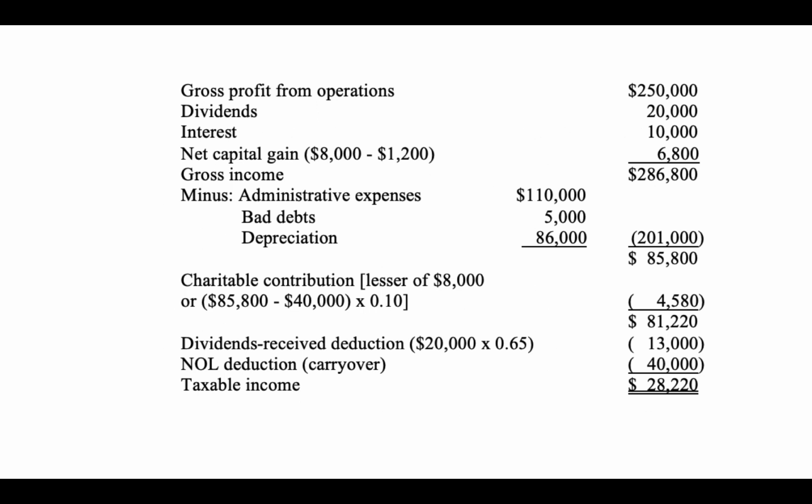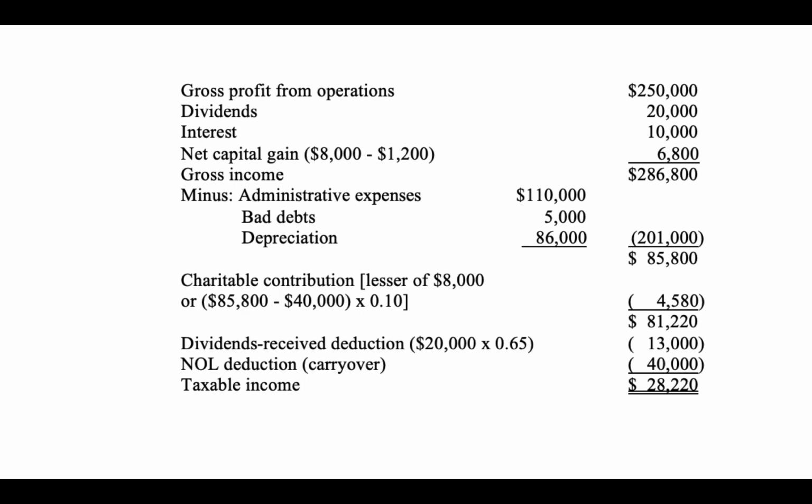Now our deductions and losses. We have administrative expenses, bad debts, and tax depreciation. Notice nowhere in there do we get the deduction for the penalty for late payment. And then the charitable contribution. Remember, our charitable contribution limit is 10% of taxable income before special deductions, but after the net operating loss. So our taxable income before special deductions and the charitable deduction is $85,800.